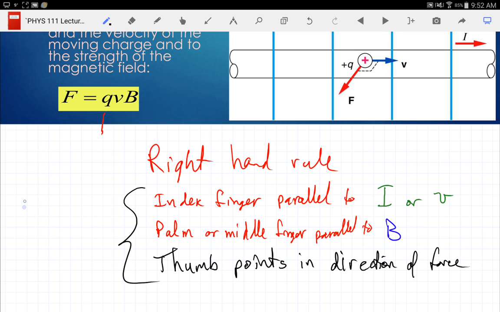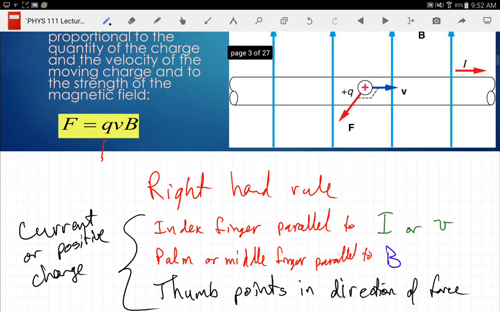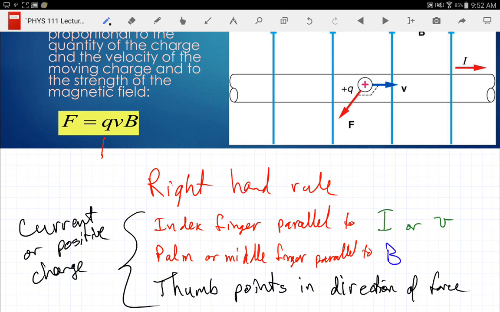This works for current or positive charge. And you might ask, why positive charge? Why not negative charge? Because the equation is Q times V times B. If the charge is negative, then you have a negative in that direction, which means it points the opposite direction for a negative charge. So using that right-hand rule, I can take my right hand. Remember, it must be your right hand. If you do it with your left hand, you'll get the opposite answer.